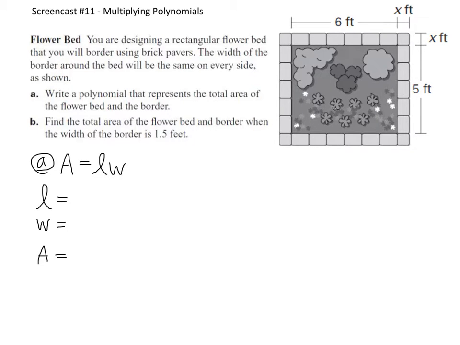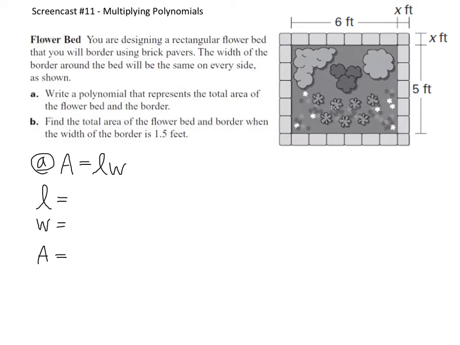Let's get to it. For part A, we need to write a polynomial that represents the total area of the flower bed and the border. So let's do part A, and then based on that, we will continue with part B. We need to make a polynomial that represents the area of the flower bed and the border. Notice that it didn't say without the border or without the flower bed. It's pretty much everything. Now based on that, we are able to continue.